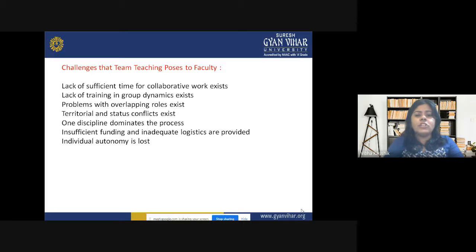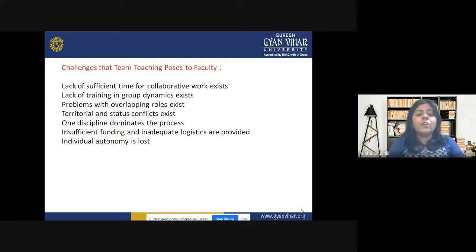Challenges that team teaching poses to faculty. Lack of sufficient time for collaborative work exists. Collaboration is the main basis for the success of team teaching. And we see there is a lack of time for the teachers to collaboratively or cooperatively plan the lesson plan, and this is the biggest challenge for the teachers for successful team teaching.